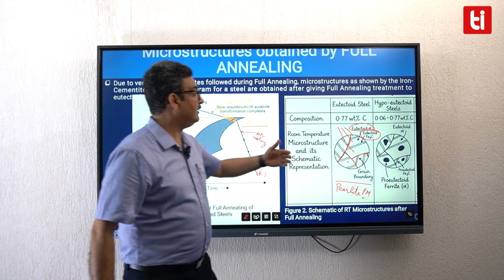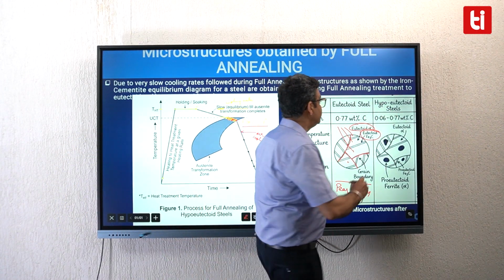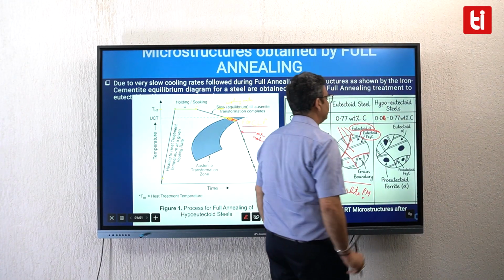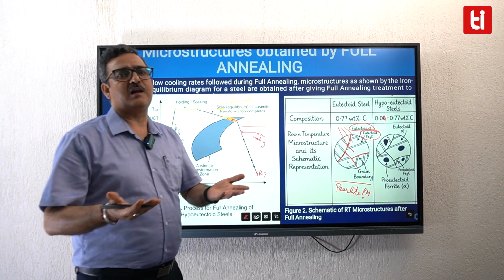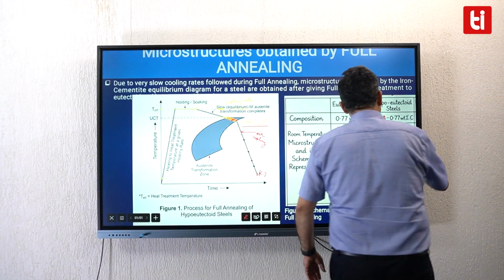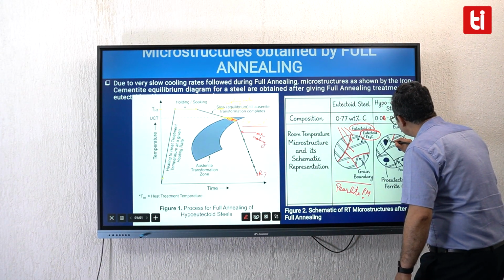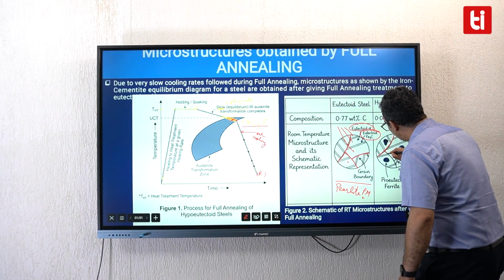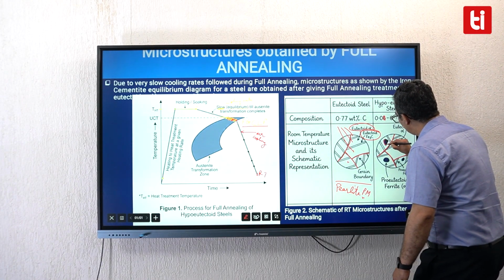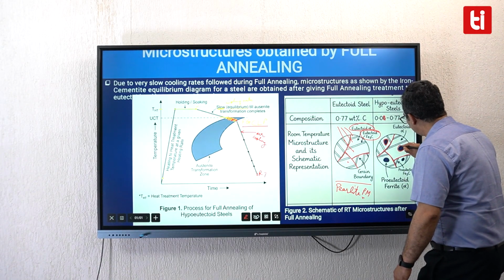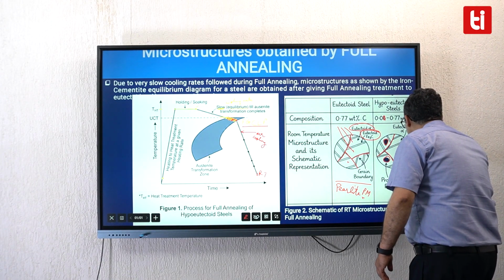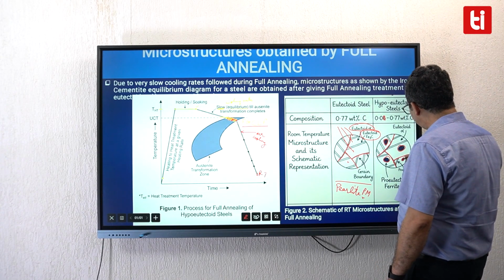And had it been a hypoeutectoid steel, 0.02, please correct this students, 2.77, then apart from perlite, some pro-eutectoid ferrite was also there. So these are the grain boundaries formed during heating and holding step. This is the pro-eutectoid constituent. And what is the pro-eutectoid constituent in case of hypoeutectoid steels? It is pro-eutectoid ferrite. So this is pro-eutectoid ferrite.